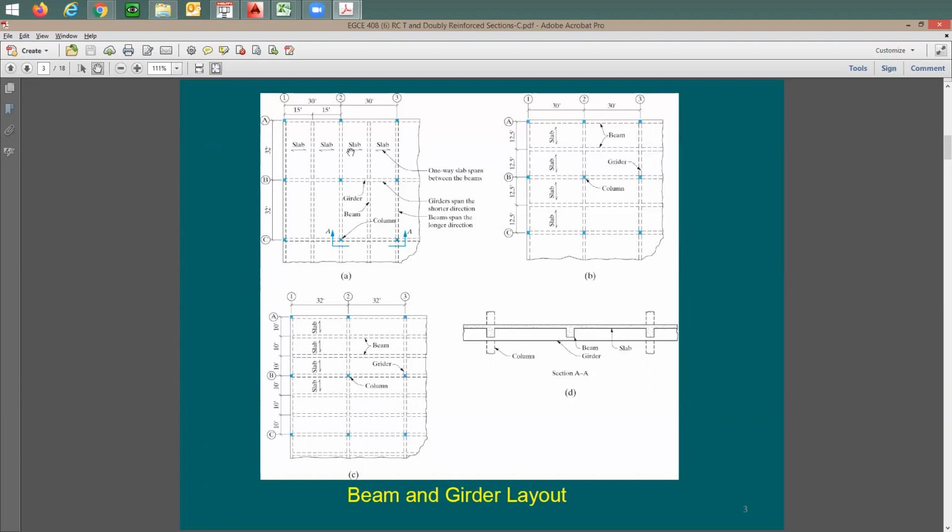Look at this aspect ratio in slabs. You see the slab here? The span of the slab here is 15 feet, and one bay is going to be 32 by 15. It's going to be more than two, so it's going to be a one-way slab, one-way slab.